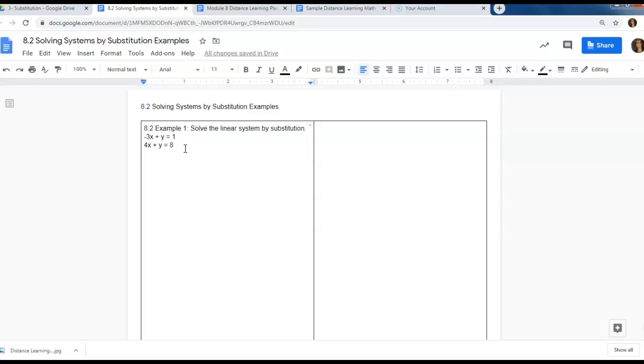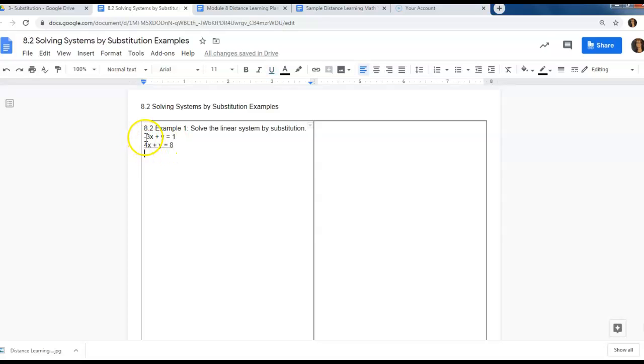So when I see this example, negative 3x plus y equals 1 and 4x plus y equals 8, the thing that pops out at me is these y's. So substitution is not the best strategy. It's actually elimination. So I'm going to review elimination with you. To eliminate the y's, I'm going to subtract both of the equations. So I'm going to put a long line right there, and I should put subtraction right there, but it's okay. Know that I'm subtracting, okay?